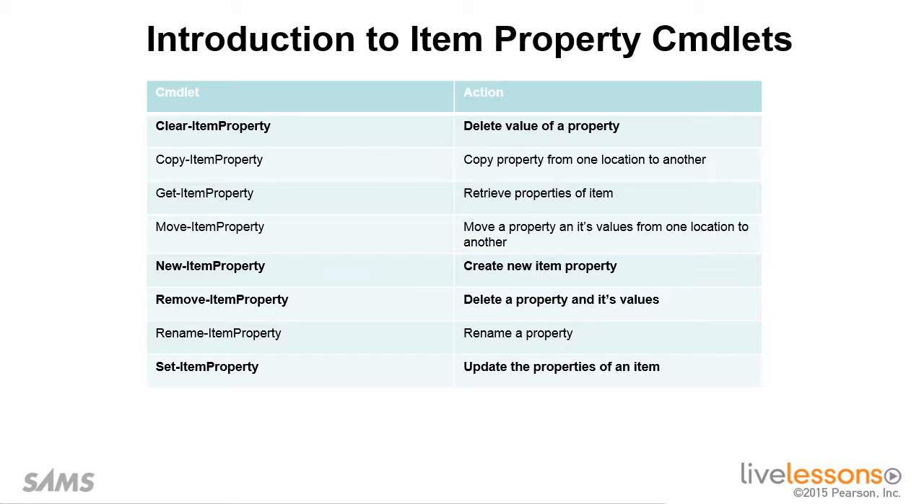On this next slide, we're going to look at the ItemProperty cmdlets. You will notice that there are quite a few ItemProperty cmdlets that exist. There are just a select few that are marked in bold, including Clear-ItemProperty, which will delete the value of the property, but not the property itself. New-ItemProperty, which will create a new item property. Remove-ItemProperty, which will delete the property and its values. And Set-ItemProperty, which will update the properties of an item. Again, these are very vague sounding. However, they will make more sense once we get into the next sublesson.